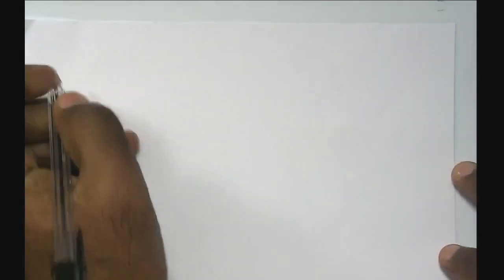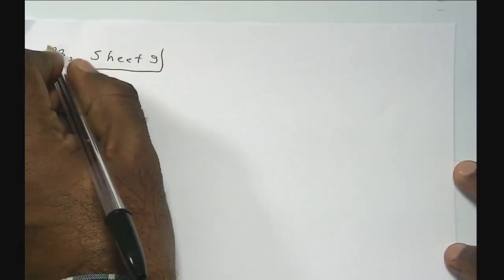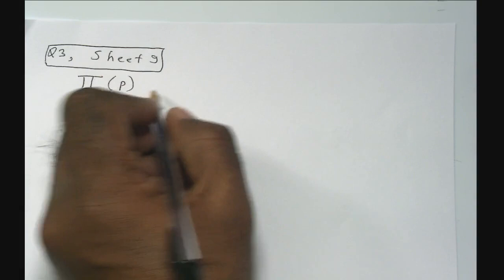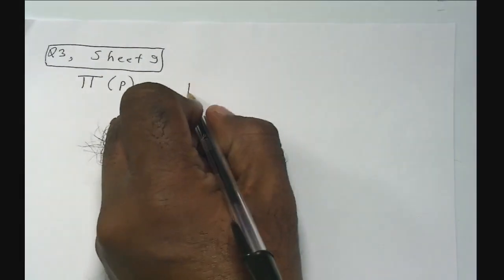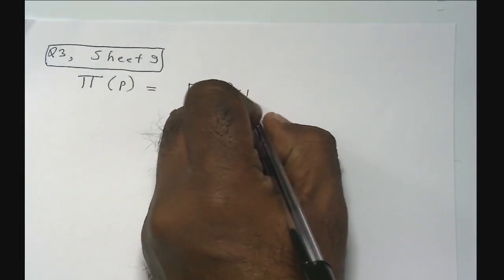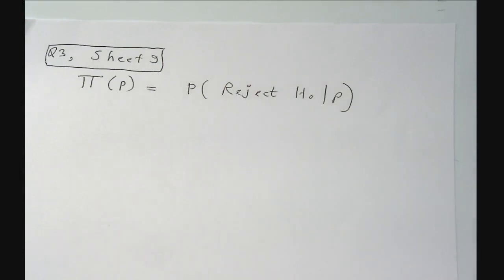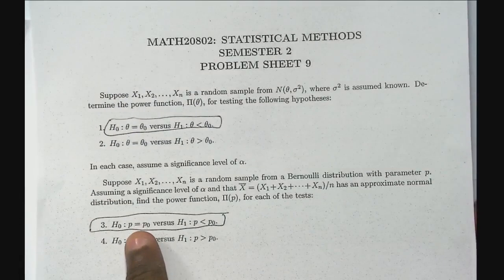Alright guys, let's see how we can do question 3 and 4. It's similar, so question 3, sheet 9. I know some of you have already done this, but let's see anyway. The power function is a function of p. P is the proportion.